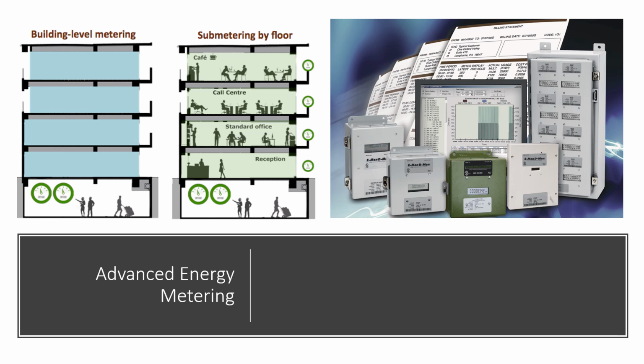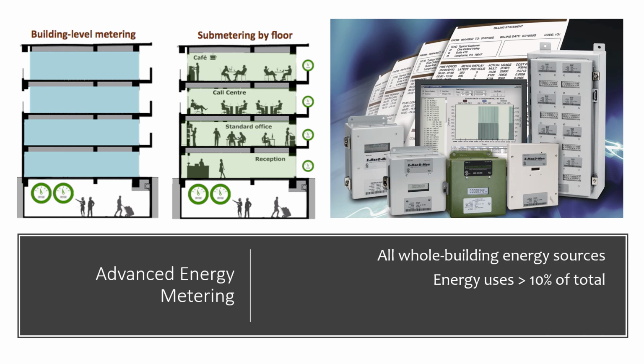You can earn 1 point for advanced energy metering. The intent of the credit is to identify opportunities for additional energy savings by tracking building level and system level energy use. The requirement is to install metering for all whole building energy sources in the building and for any energy end uses that are more than 10% of the total consumption.